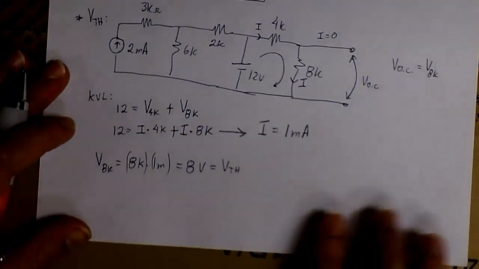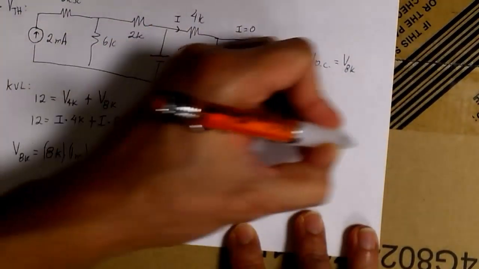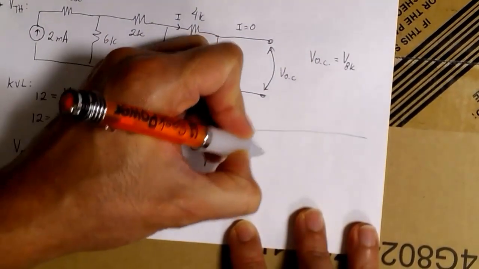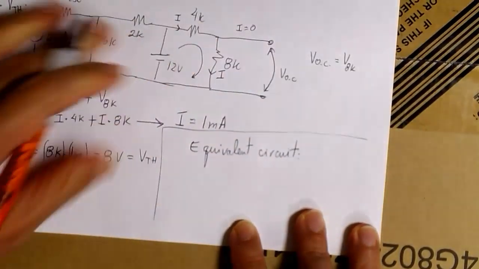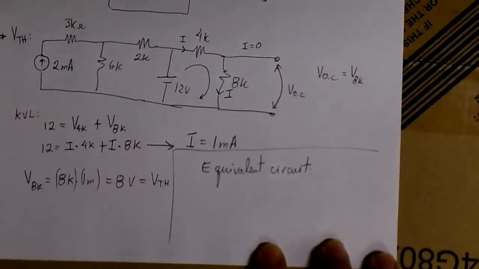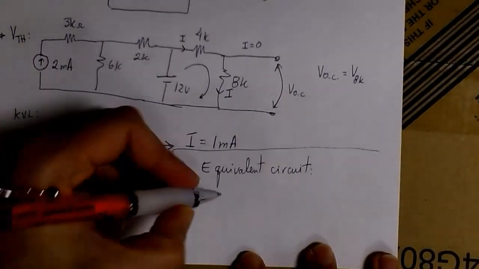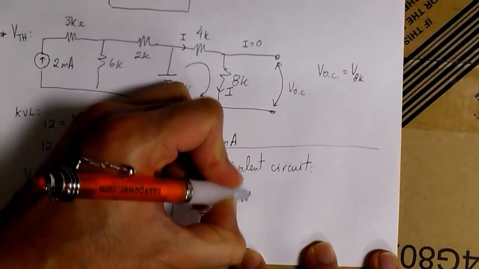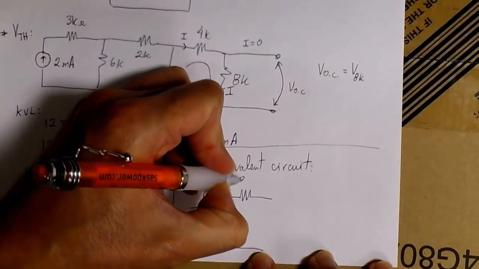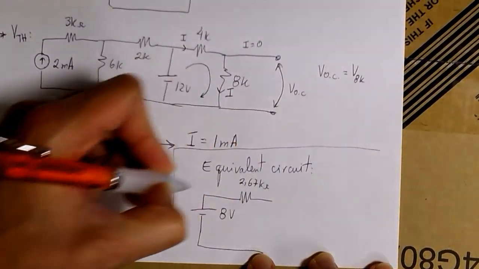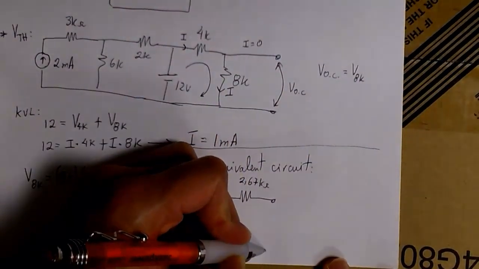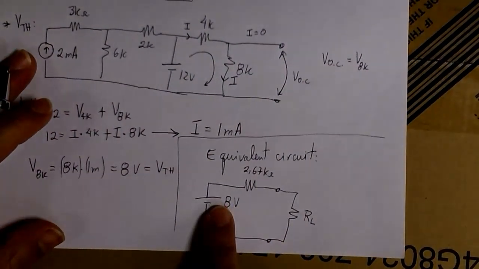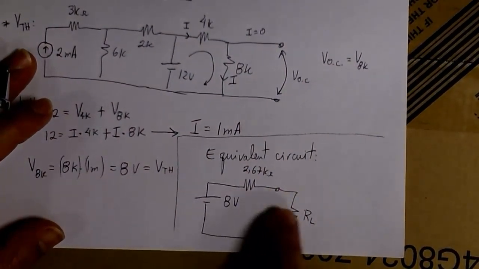So now we can draw the equivalent circuit. It has one voltage source, that in this case V-Thevenin is 8 volts. So we put there 8 volts, and here the resistance R-Thevenin, 2.67 kilo ohms, and the load. So now we can just use the equivalent circuit to find any value of the current given any value of the load instead of working with the original circuit.